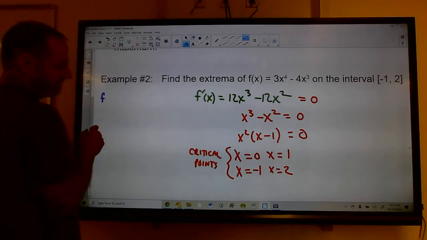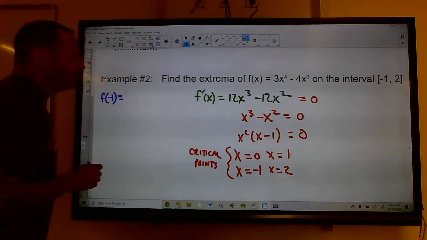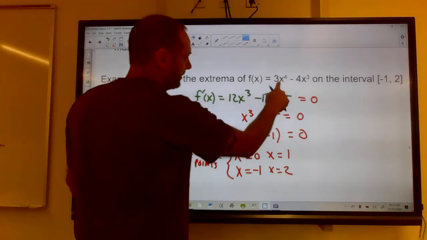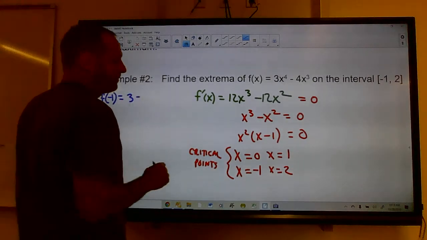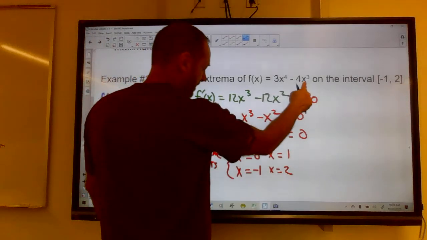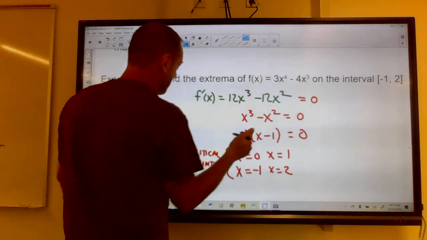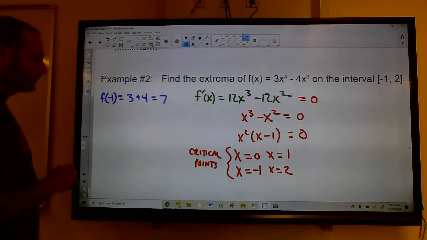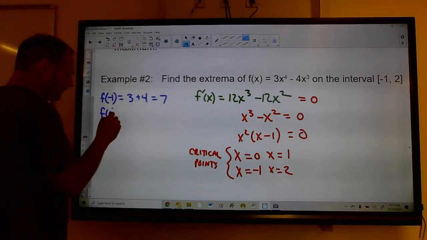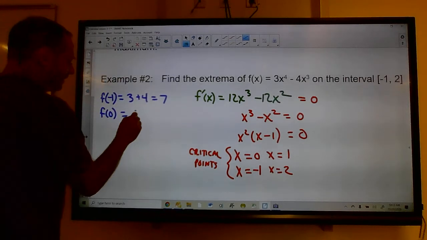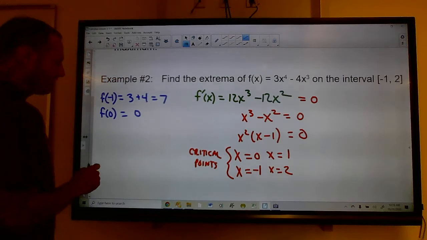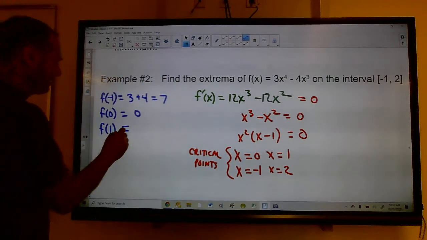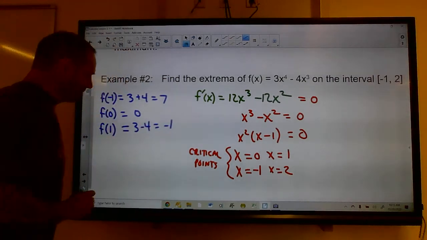So f of -1 is going to be, if I plug -1 here and here, that's going to be +1 times 3. That's going to be 3 minus, if I plug in a -1 here, that's going to be -1, so that's going to be -4. So it's going to be 3 plus 4, which is 7. F of 0 is going to be 0. That one's pretty obvious. F of 1 is going to be 3 minus 4, which is -1.